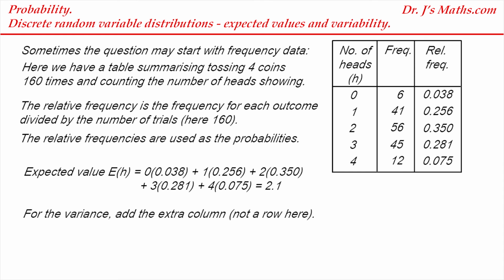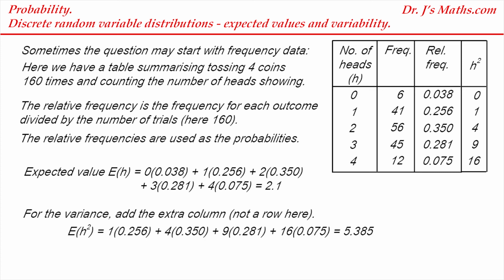To calculate the variance, we add another column. Previously we had a row, so we add another column with the square of the numbers from column 1 again. So our expected value for H squared is going to be 0 times 0 plus 1 times 0.256 plus 4 times 3.35, and so forth, linking column 4 to column 3.